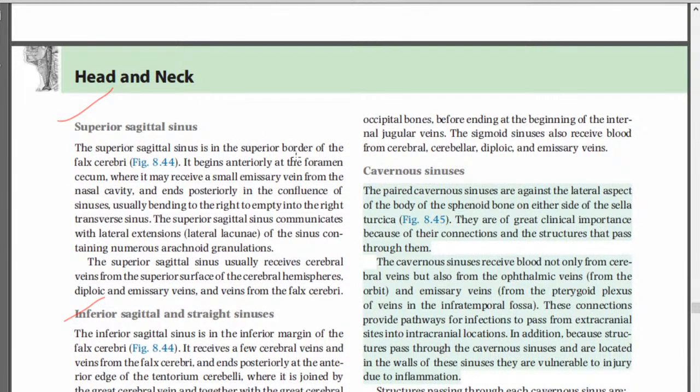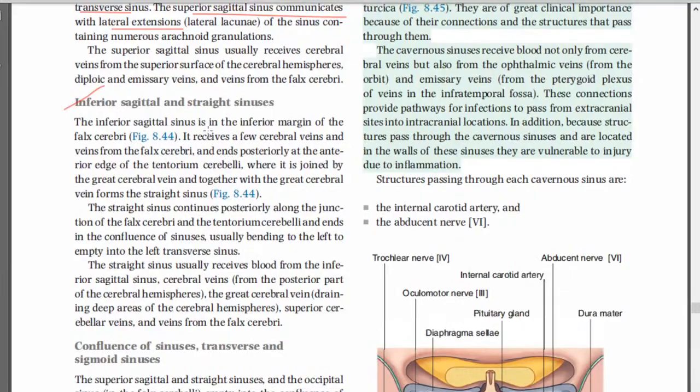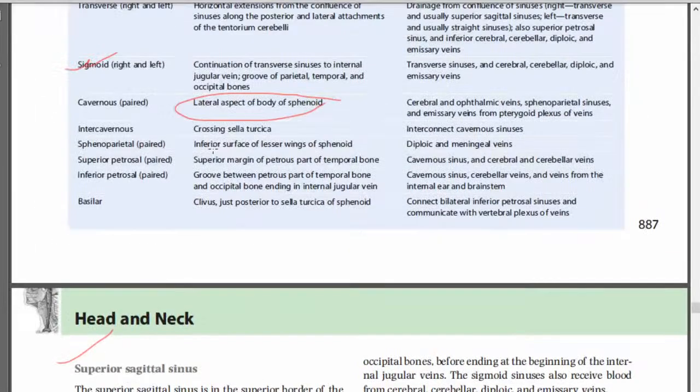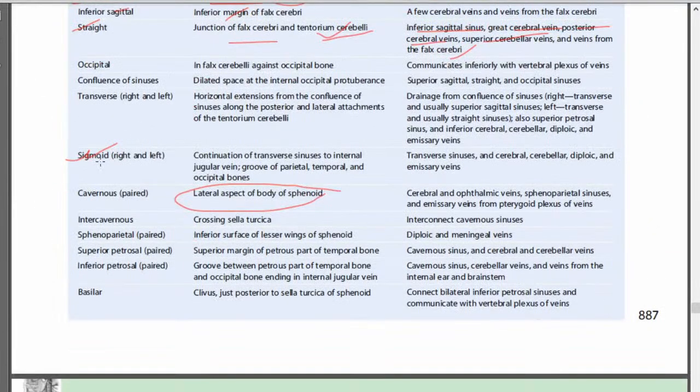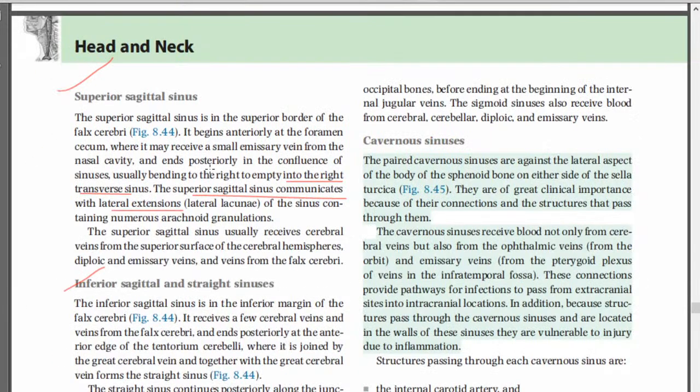The superior sagittal sinus is present in the superior border of the falx cerebri. It begins at the foramen cecum, where it may receive small veins from the nasal cavity, and is continuous posteriorly with the confluence of sinuses, usually bending to the right into the right transverse sinus. The superior sagittal sinus communicates with the lateral extension. Okay, inferior sagittal sinus and straight sinus. I think I will be studying the sigmoid sinuses, although I know.